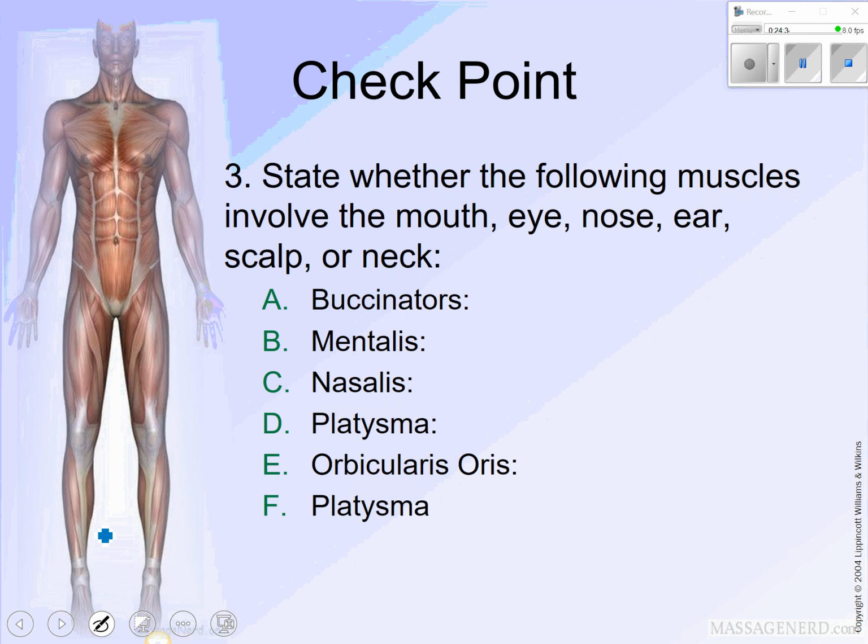State whether the following muscles involve the mouth, eye, nose, ear, scalp, or neck. Again, pause this, quiz yourself, and then unpause it, and I'm going to go over the answers. So the buccinator would be the mouth. The mentalis would be the mouth. It's associated with the mouth area or with the actions of the mouth. The nasalis is the nose, the platysma would be the neck, orbicularis oris would be the mouth. And again, the platysma, I already did that twice, so that would be the neck.